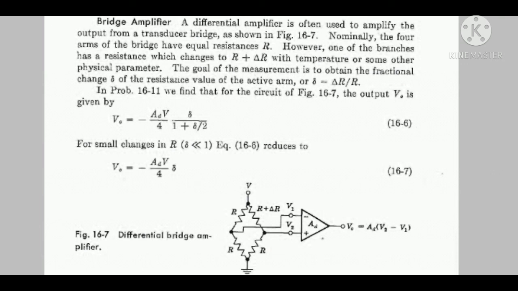Now if the change in R is very small, that is delta R is much less than R, that is delta is much less than 1, then equation 16.6 reduces to V0 equal to minus AD into V into delta by 4. So this is the required output of the bridge amplifier.